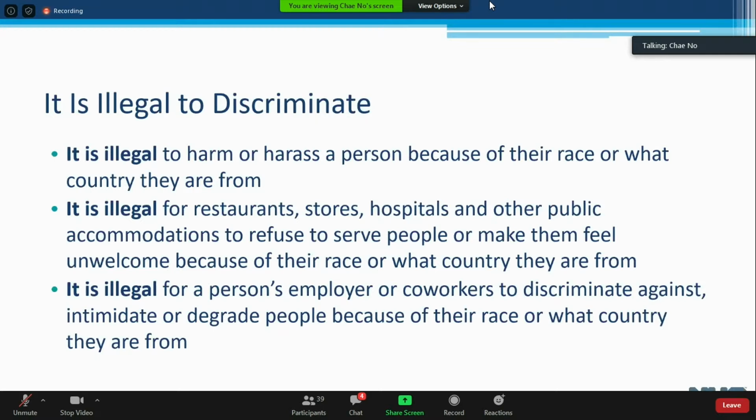So this slide I covered last. It's illegal to harm and harass. It's illegal for restaurants and other establishments to discriminate or make people feel unwelcome. It's illegal for a person's employer or coworkers to discriminate against people because of their race or what country they're from. However, it is legal for storefronts and establishments to not allow entry to people who are not wearing masks. That's part of the governor's executive order. So it is legal to bar people who are not wearing masks.